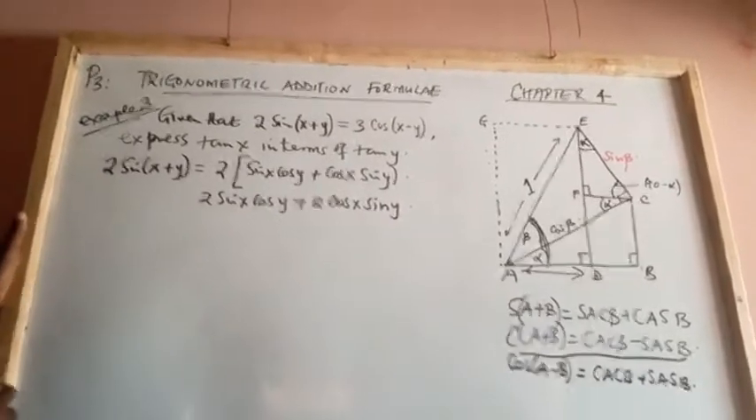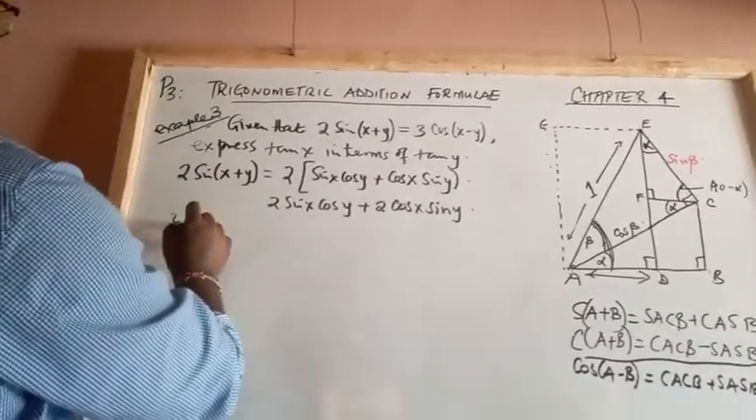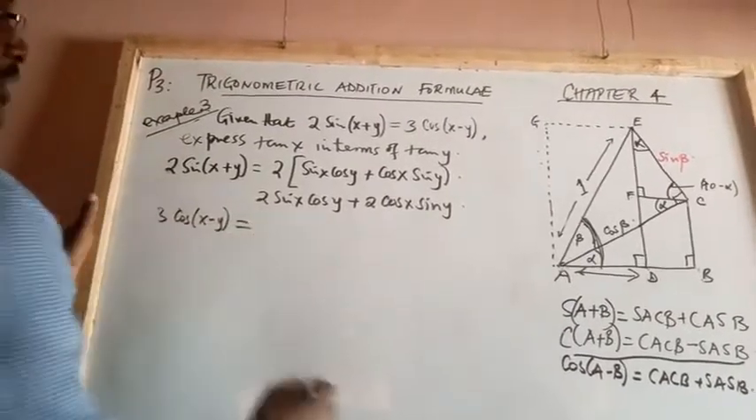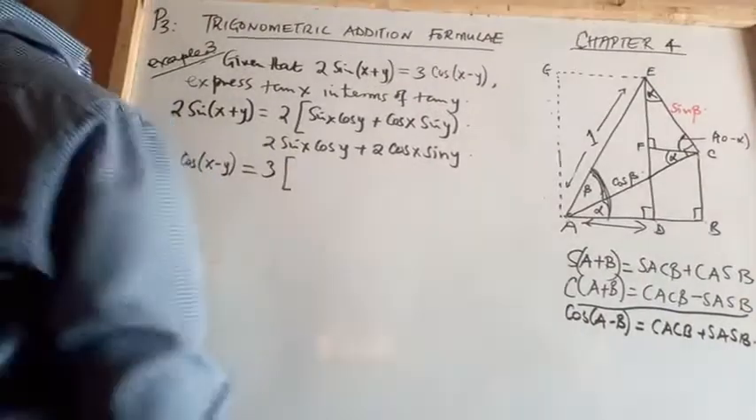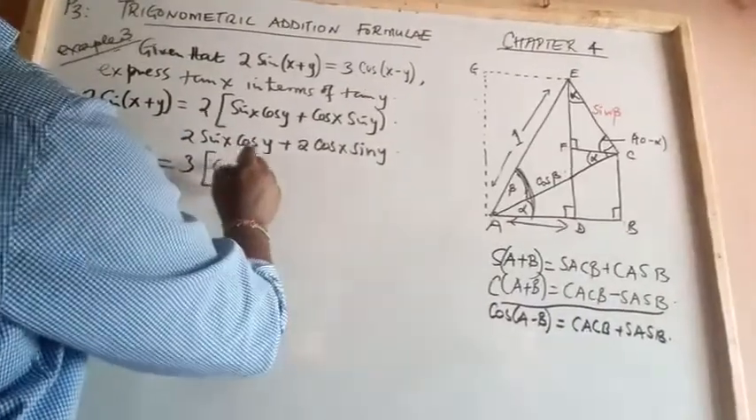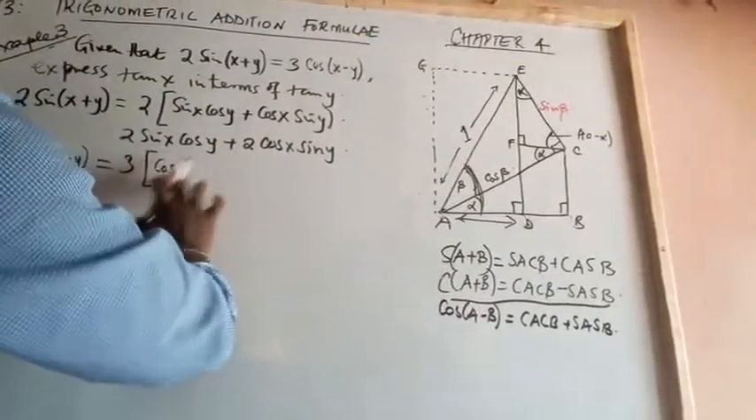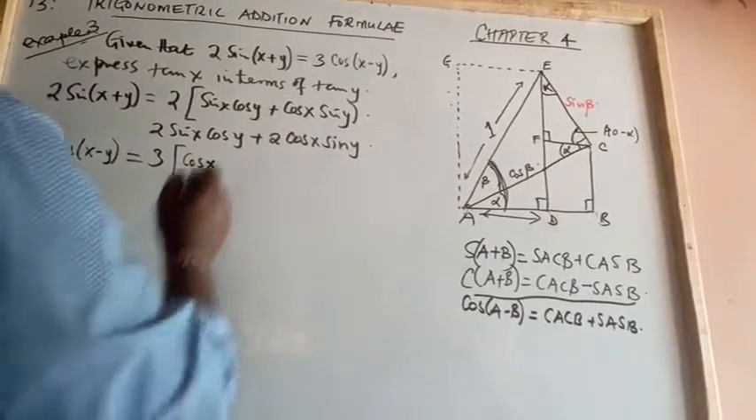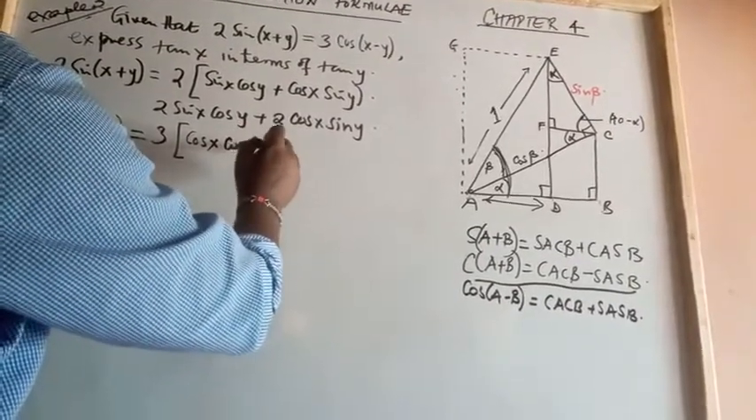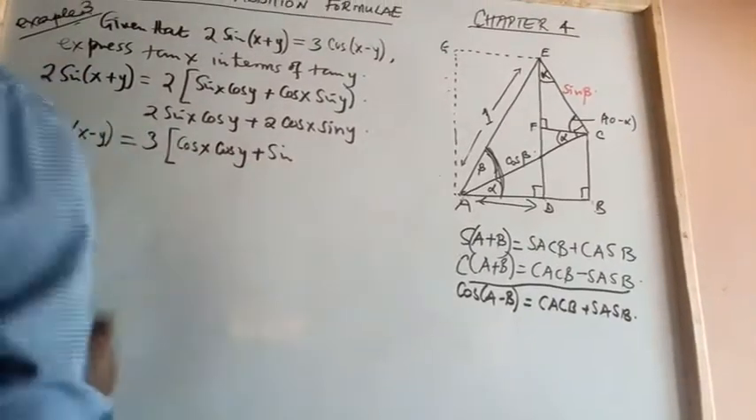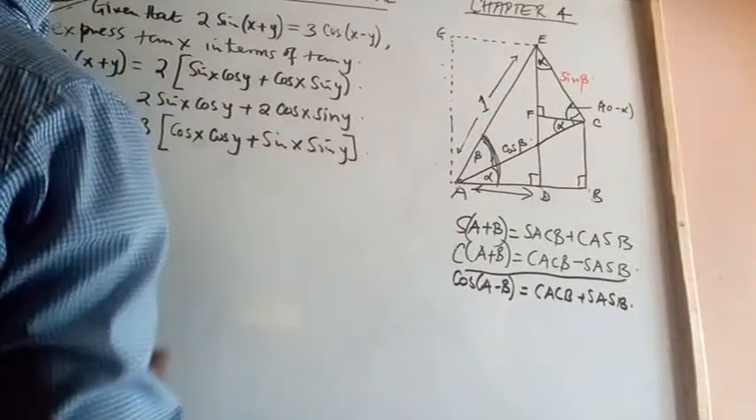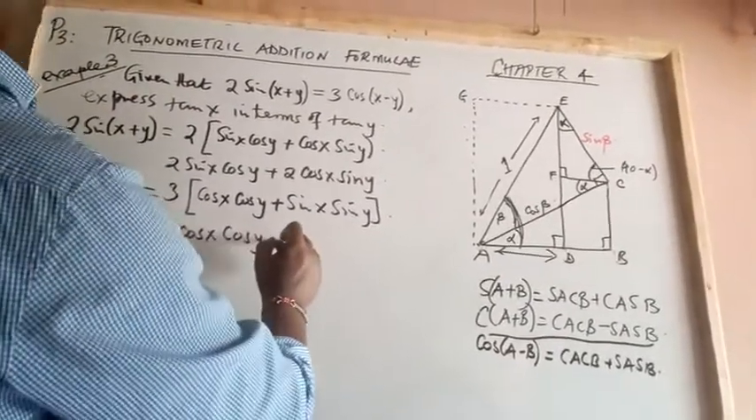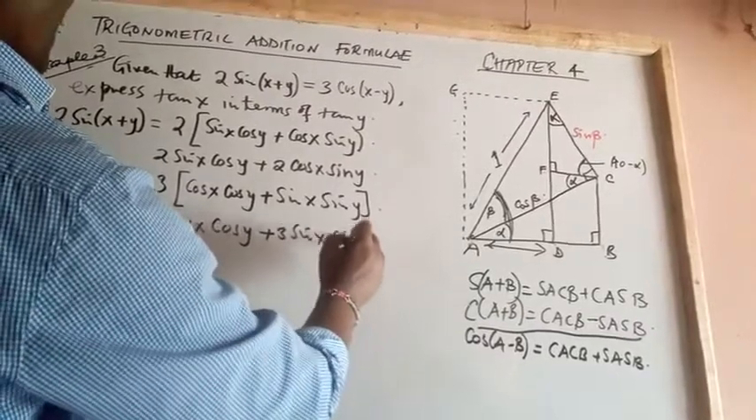Again, we should also know that 3 cosine x minus y, we are being directed by this relationship, is going to be 3, open a big bracket. It's supposed to be the cosine of x, rather, because instead of a and b, we are having x, y. The cosine of x times the cosine of y plus the sine of x times the sine of y, close the major bracket, and this gives us 3 cosine x cosine y plus 3 sine x sine y.